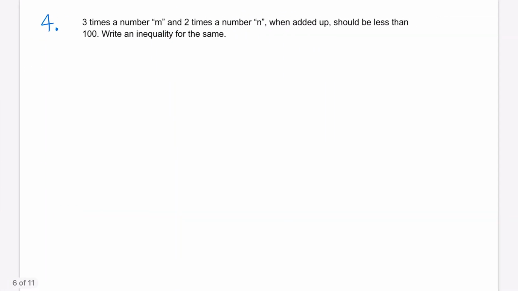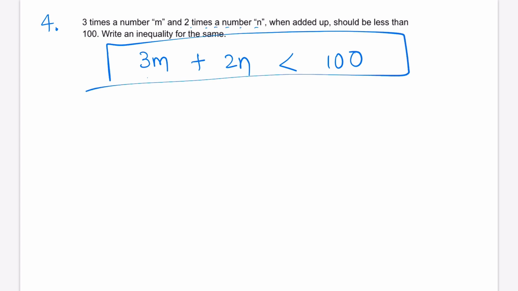Okay, 3 times the number m, which is 3m, and 2 times the number n, which is 2n. When added up, you add 3 times the number m and 2 times the number n. It should be less than 100. This is an inequality. Again, 3m plus 2n is less than 100. Again, it's an inequality in two variables.